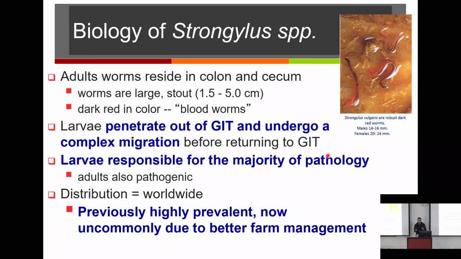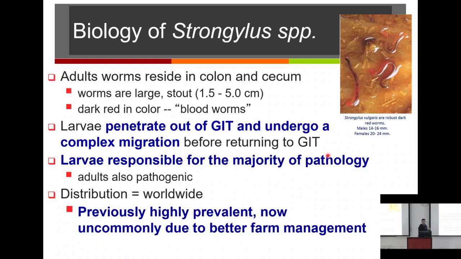So as I said, these parasites normally reside in the alimentary canal, especially in the cecum and colon. These worms are large and stout in shape. They are brown, dark red in color, as shown here. You can see they are very red blood worms, so they suck blood. The larvae penetrate out of the GI tract and migrate toward the mesenteric arteries or other parts of the body. So this parasite has a migratory behavior.